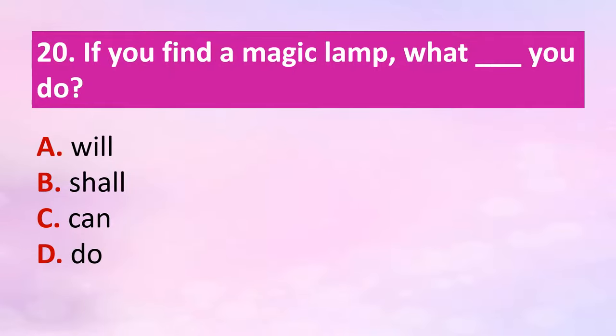Question number 20. If you find a magic lamp, what dash you do? Option A, will. Option B, shall. Option C, can. Option D, do. The correct answer is option A, will. If you find a magic lamp, what will you do?